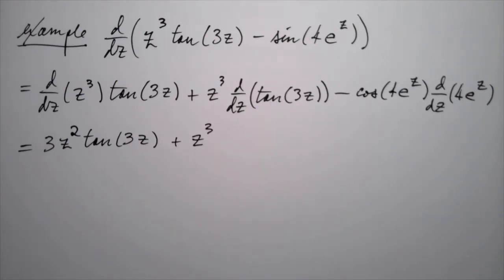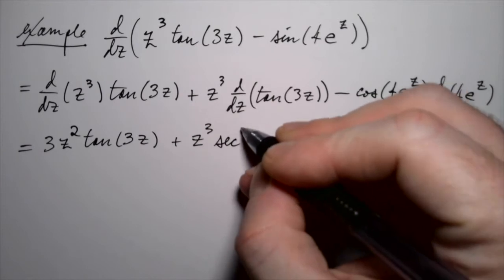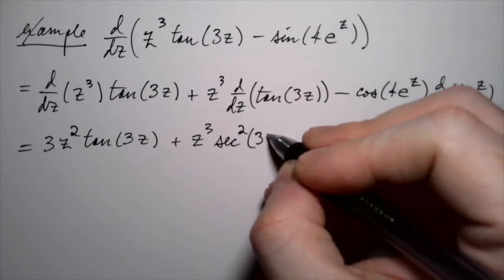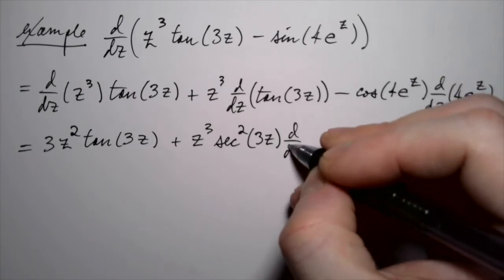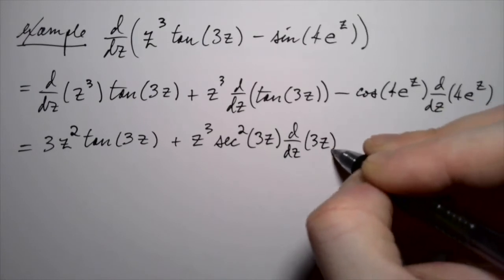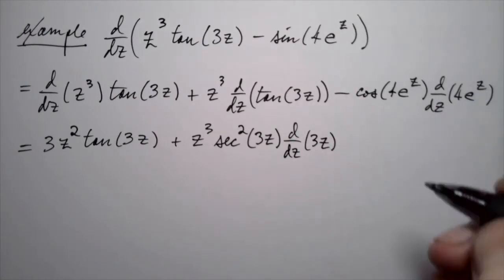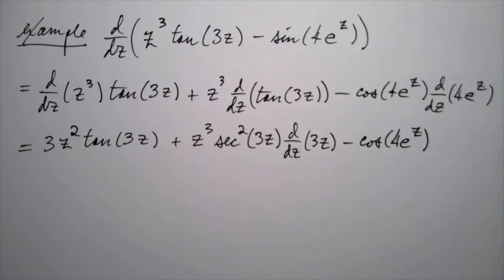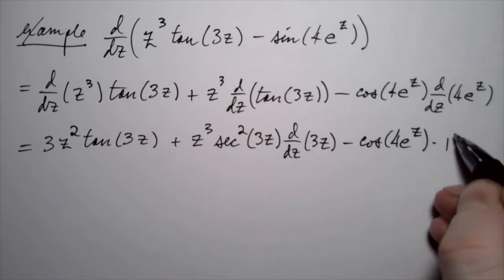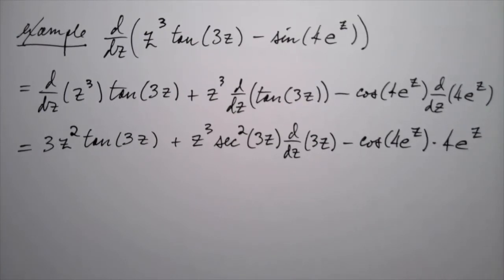Okay, now we need to take the derivative of tangent of 3z. So again, we're going to take the derivative of the outside function, which is tangent here. The derivative of tangent is secant squared. So it's secant squared of the inside function multiplied by the derivative of the inside function, like so. Alright, and then we have minus cosine 4e to the z, and the derivative of 4e to the z, well, the 4 doesn't matter, it's just a constant, and the derivative of e to the z is e to the z, so we can just write it that way. It is its own derivative.